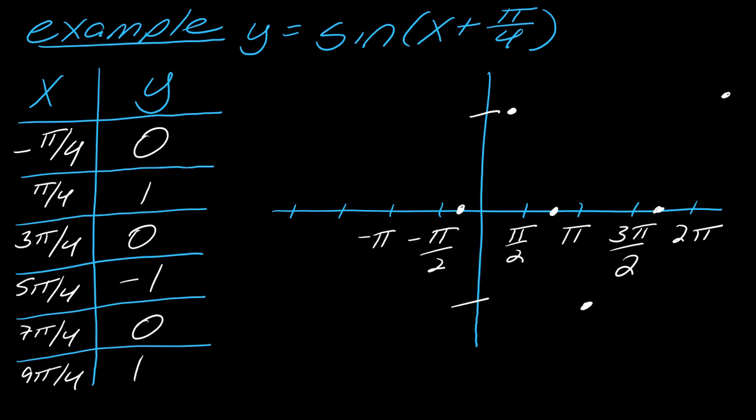Here are my points all plotted out. I took the time before I made this video to go ahead and plot those. And I can connect everything. And so this does look like sine, right? Except it looks like it has just been moved pi over 4 units to the left. Literally, look, the starting point has been moved over to the left. Okay, so that makes sense.